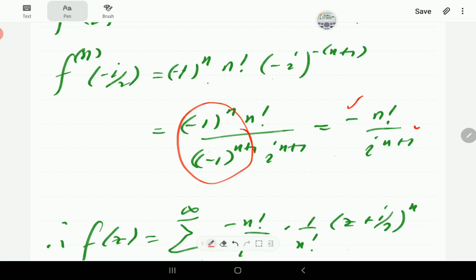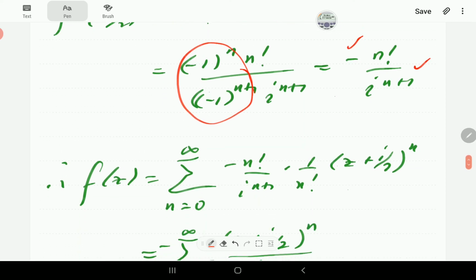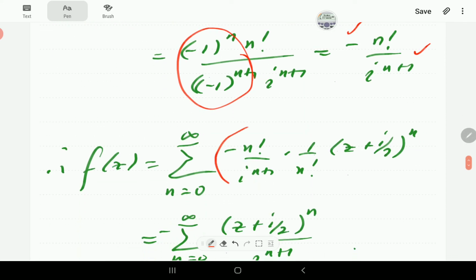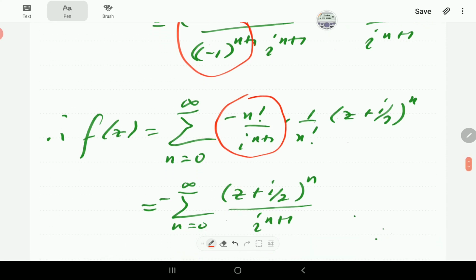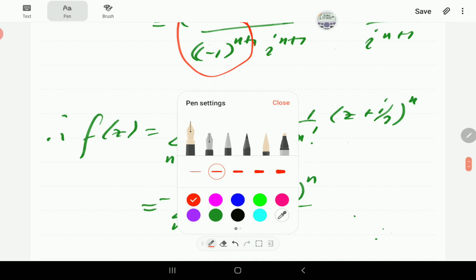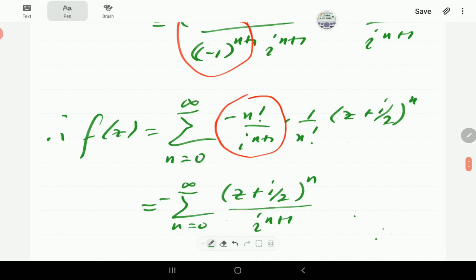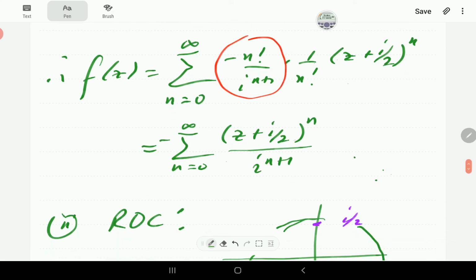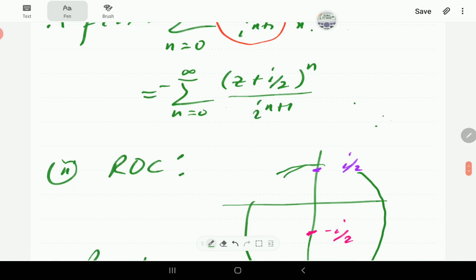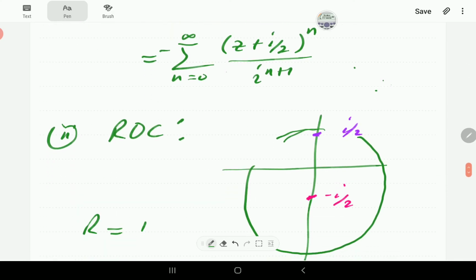And then, so that's going to be our nth order derivative at z naught, which we plug in to the summation expression. And so the n factorial terms are going to cancel out. So this is going to be our Taylor series. And then again, this thing is expanded about negative i over 2.